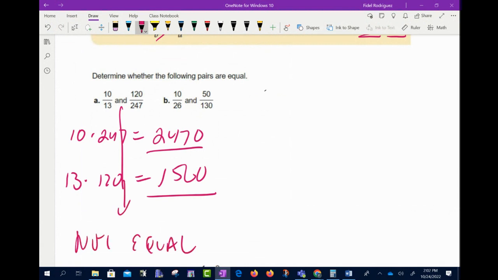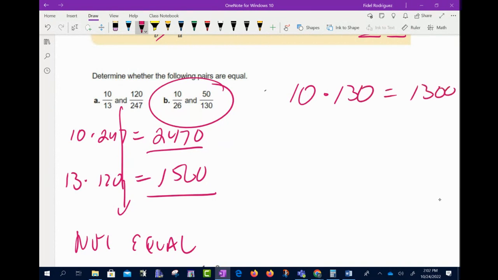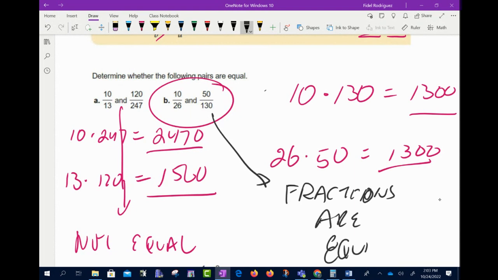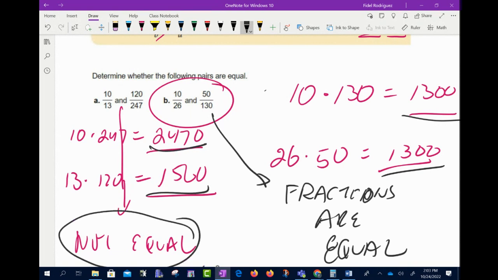not equal, okay? Now, let's do part B. I'm going to do the same way. Look, y'all, I'm going to take 10 times 130. That's 1,300. I'm going to take 26 times 50. That's actually also 1,300. Since those two numbers are the same, we're going to say those fractions are equal. Because when we cross multiply, if we get the same answer, they're equal. If we don't get the same answer, then they are not equal.